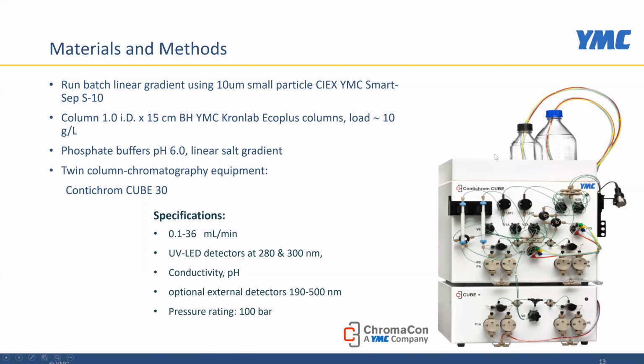In this case study that I'm presenting here, we used 10 micron small particle SmartSep S10 resin from YMC. This is for purification of isoforms from monoclonal antibodies, and that was packed in ChromLab Eco Plus glass columns, which have a high pressure rating of up to 80 bar.